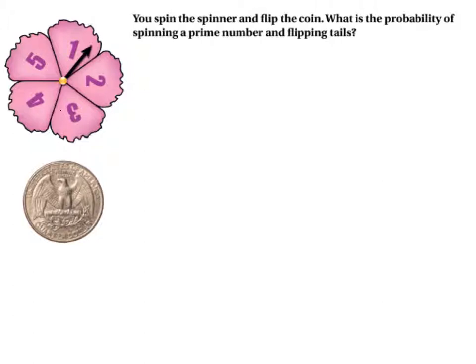All right, here's another example problem. It says you spin a spinner and flip a coin. Now understand what I do to that spinner has no bearing on what I flip here with the coin. So it says what's the probability of spinning a prime number and flipping tails? Well, 5's a prime, 1's a prime, 2's a prime, 3's a prime. So 4 out of 5 of my numbers there on the spinner are prime numbers. So 4 out of 5 is my probability of spinning a prime number there.